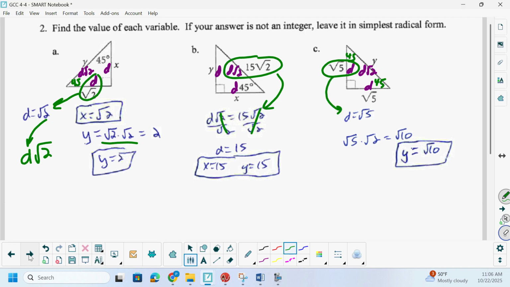And then all we need to find is y, which is d times square root of 2. Well, if you have d times square root of 2, and d is square root of 5, fill that in. So we get square root of 5 times square root of 2. Multiply those insides, you get y is square root of 10.